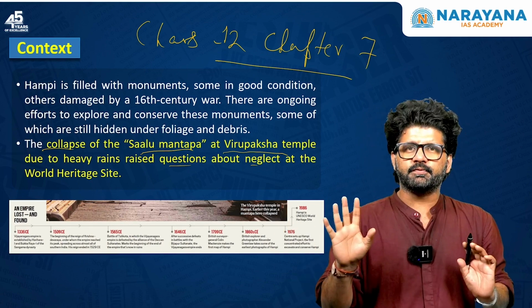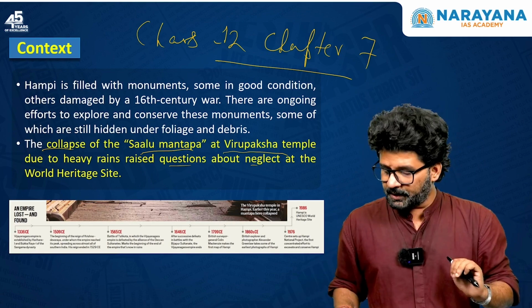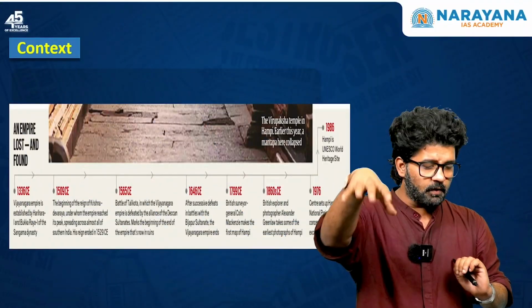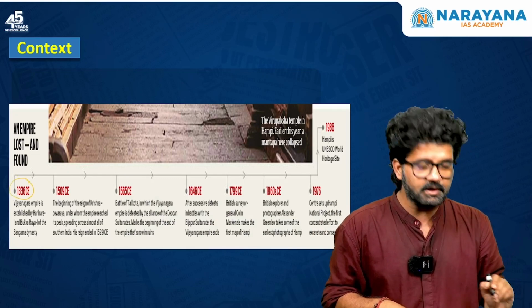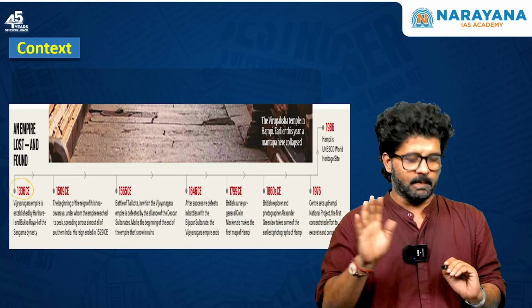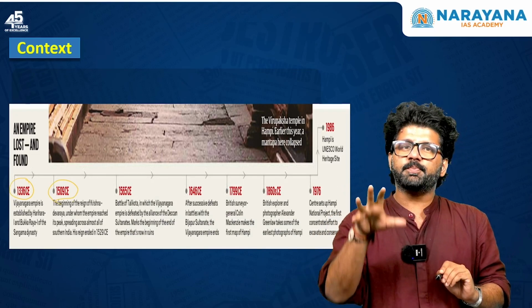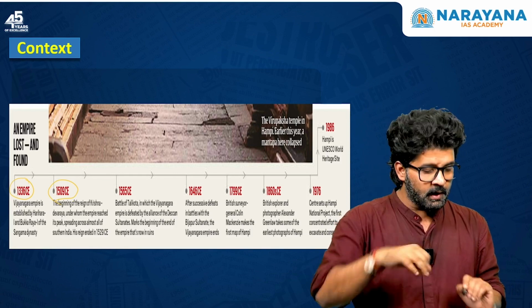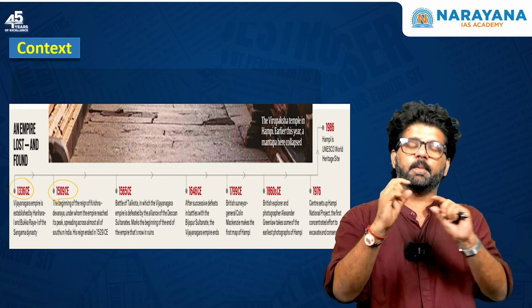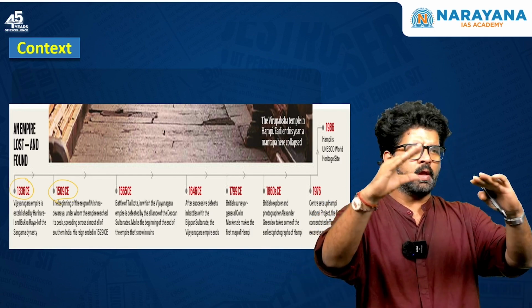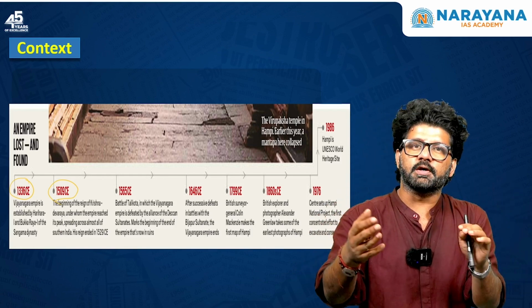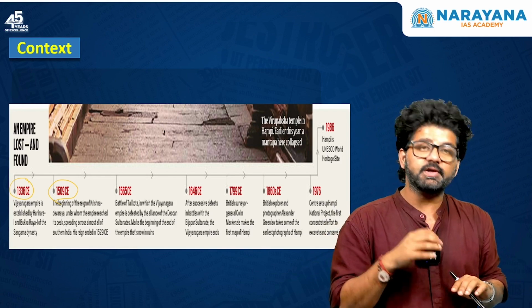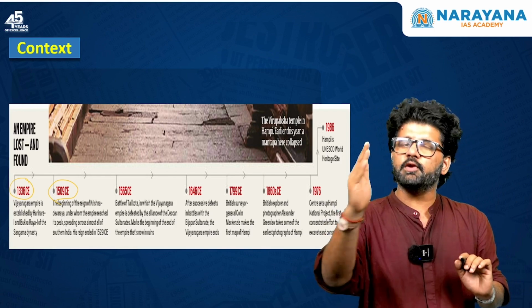So, the collapse of Salu Mantapa. What is this Mantapa? We will understand it in just a few moments from now. First of all, let's have a chronological look at the Vijayanagar Empire. In 1336, it was formed by two brothers, Hariharan and Bukka. 1509 is particularly important because Krishna Dev Roy started ruling from this period till 1529. This was the pinnacle, and the most known, very popular ruler of the Vijayanagar Empire is Krishna Dev Roy, 1509 to 1529.